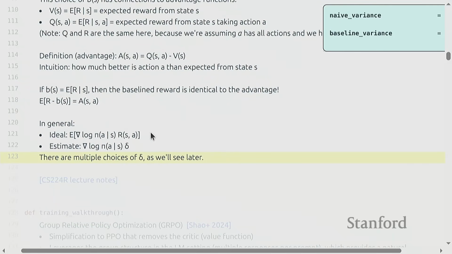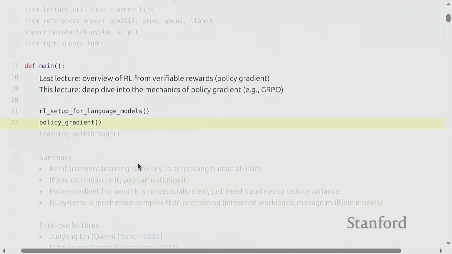Speaking of lecture, you can check out Chelsea's deep RL class for a few more derivations and intuitions about RL in general. Okay, so any questions about policy gradient and baselines and advantages?